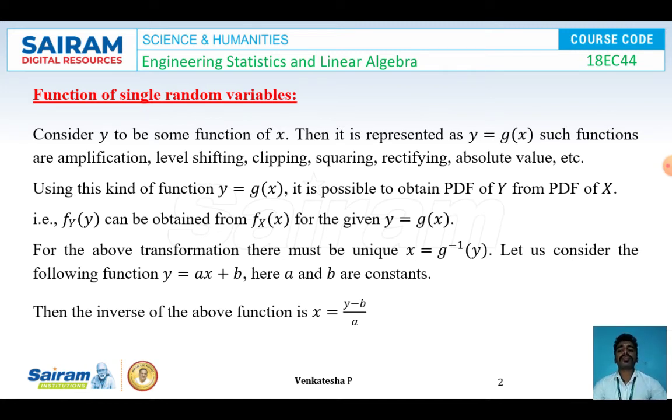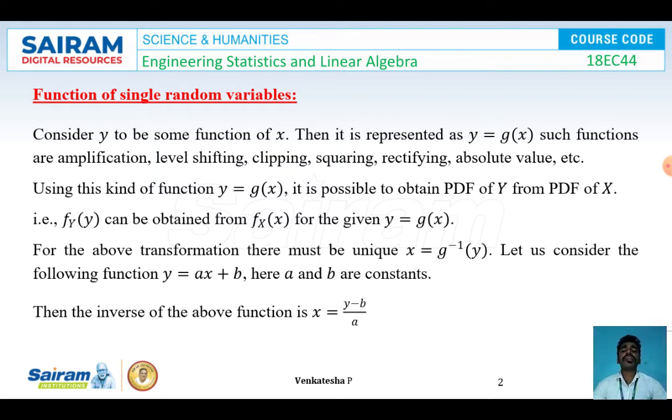So first we'll discuss what a function of a single random variable is, and also how to find the CDF and PDF in the case of functions of single random variables. Consider y to be some function of x. Then it is represented as y is equal to g of x. Such functions are amplification, level shifting, clipping, squaring, rectifying, absolute value, etc.